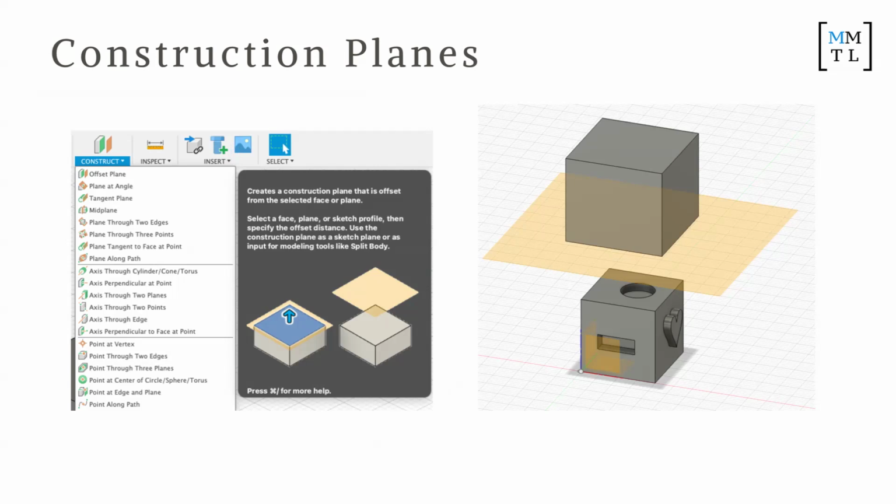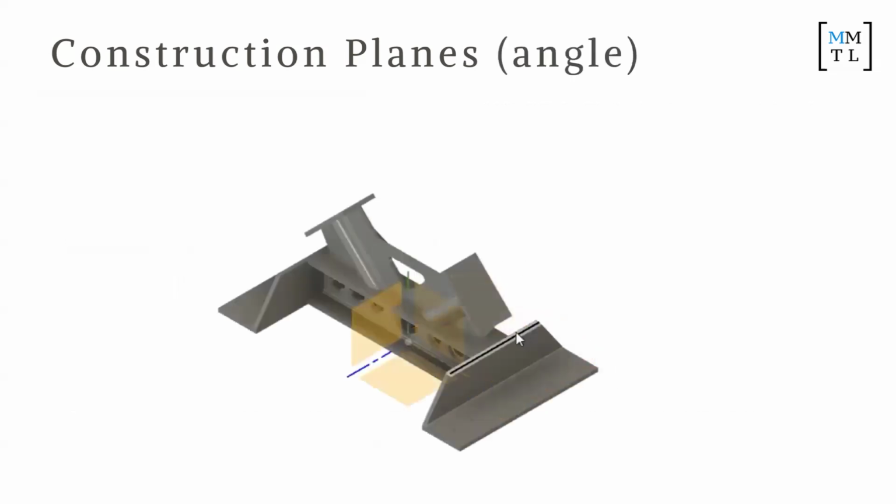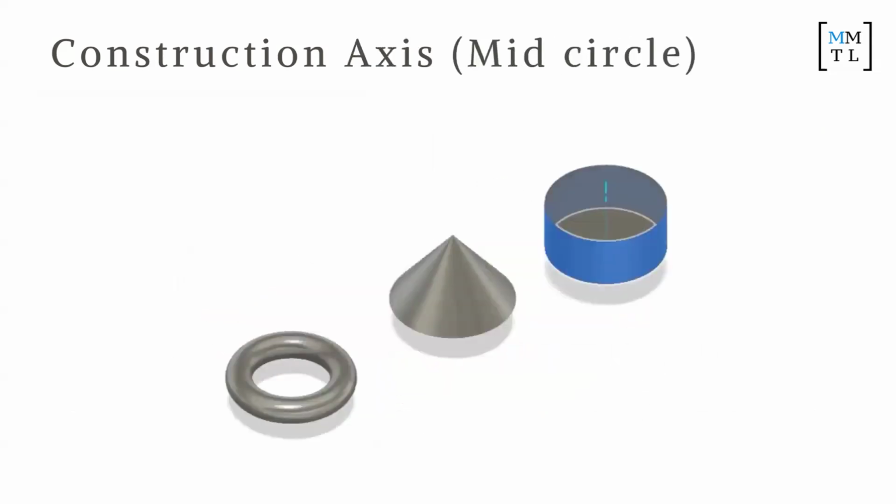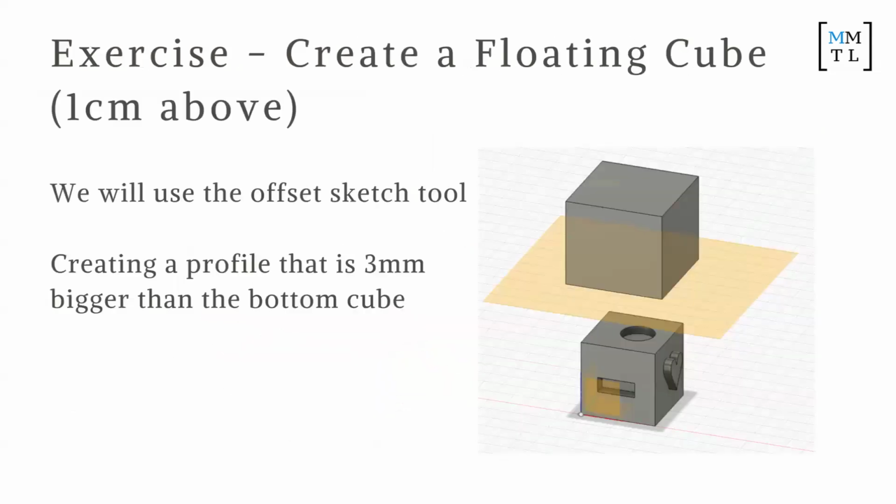The task I want you guys to do is this: can we create a floating cube that is 1 centimeter above our current cube? What you need to do is make a construction plane, choose the top of your cube, and then offset it.